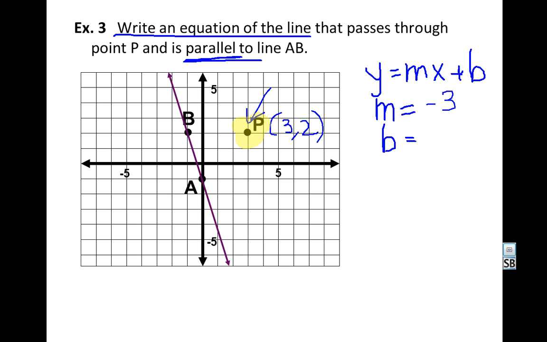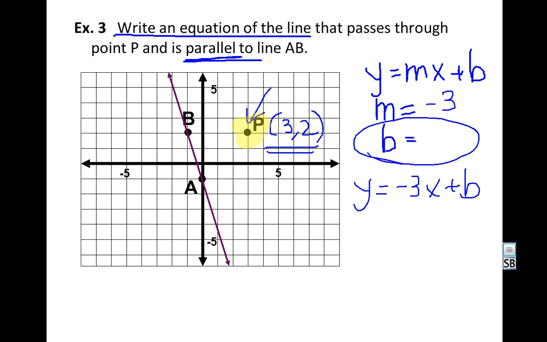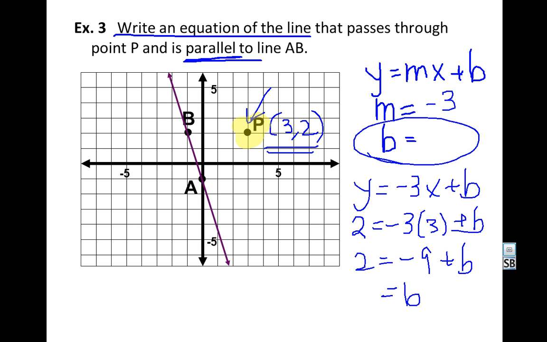So to solve for the y-intercept, I have to plug this point 3, 2 into my slope-intercept form. So y is equal to -3x plus b. I don't know what my y-intercept is yet, but I do know that it goes through the point 3, 2. So I plug in 2 for y, 3 for x. I get 2 is equal to -9 plus b. So b has to equal 11.